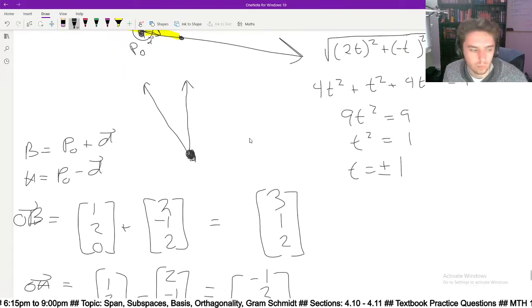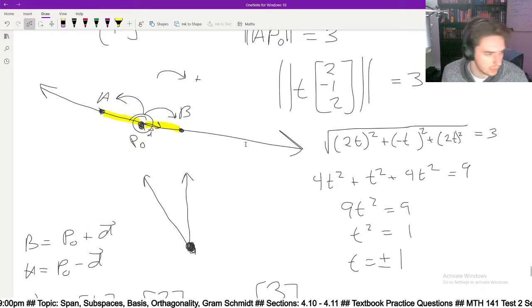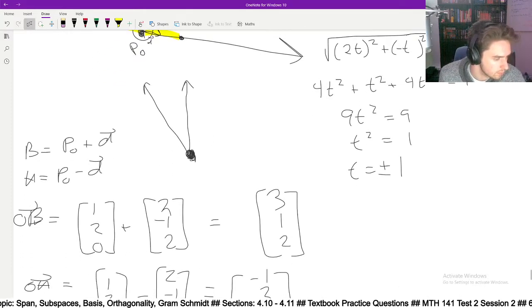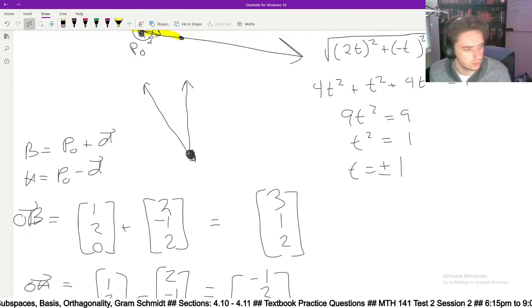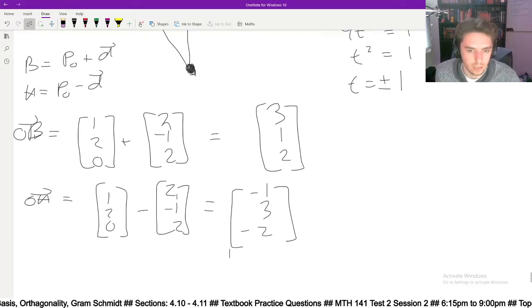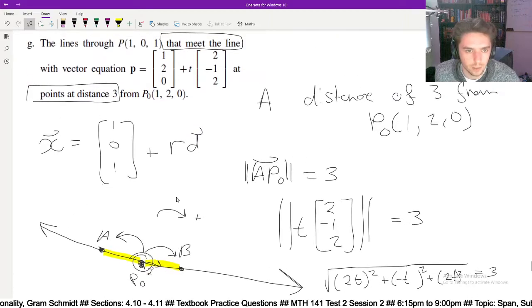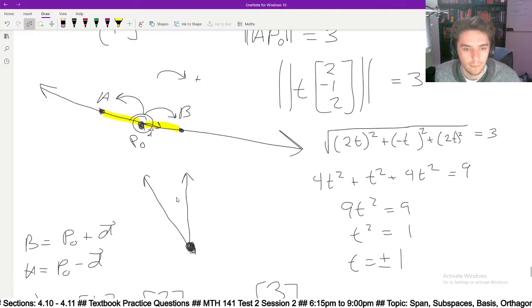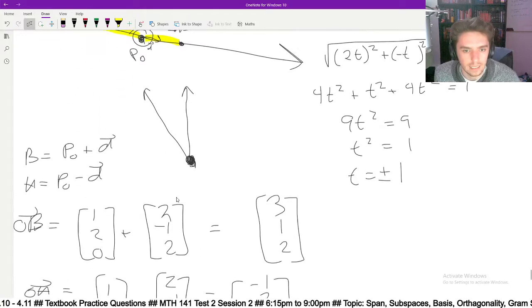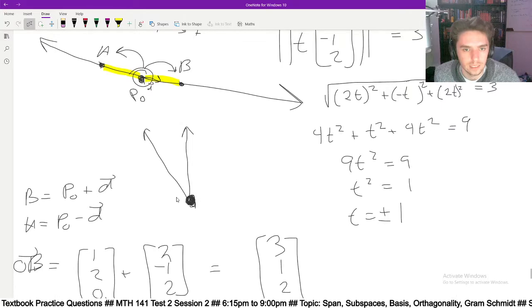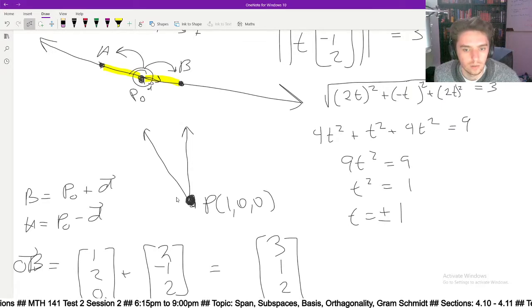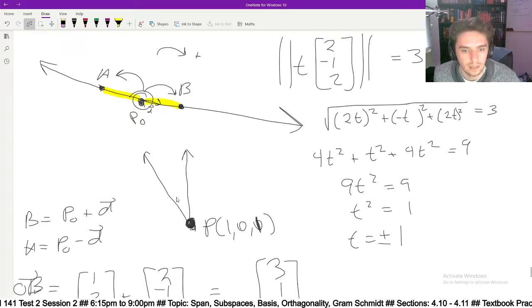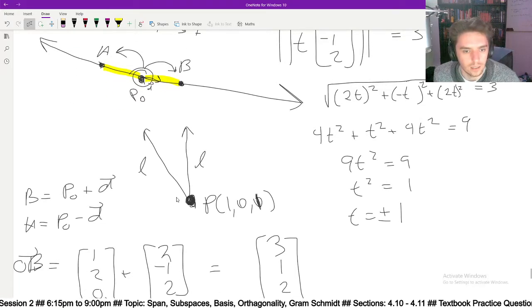So now, it seems like there are two answers in the solution. Maybe someone has a solution. So we have to go through this point P. We haven't used that yet. 1, 0, 1. One line is going to be going from P, 1, 0, 1, to B. That line I'll call L1, and the other one L2. The other one is going to go from P to A.